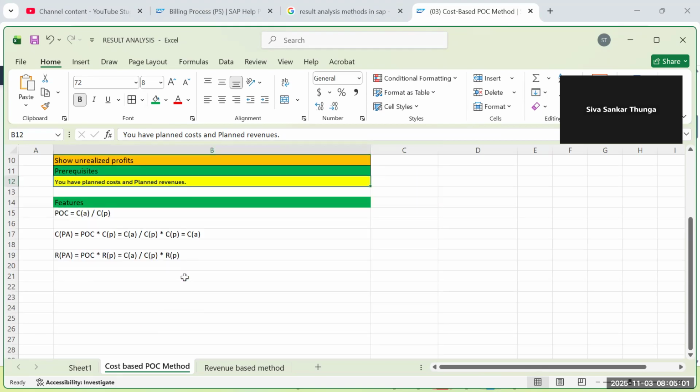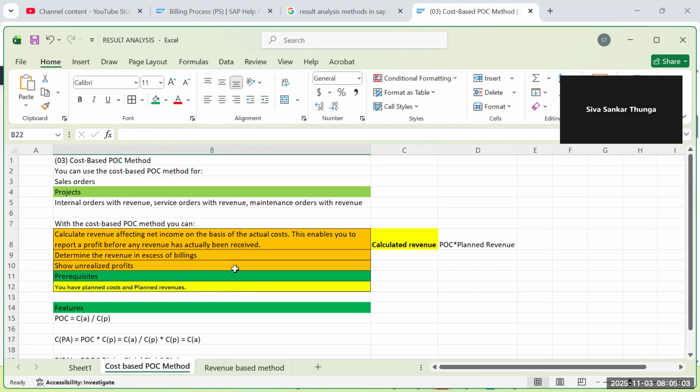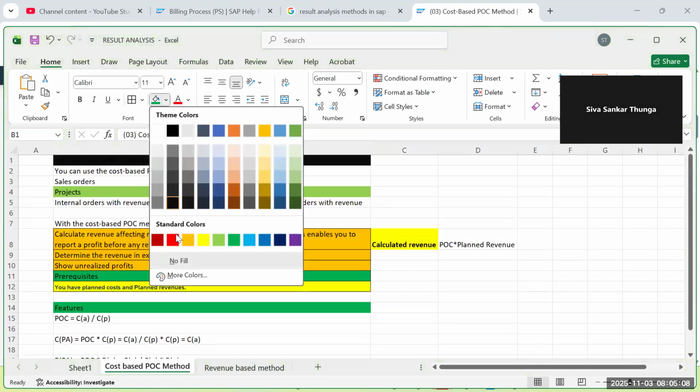Understood, no? Pawan, any queries up to here? No, I've got it.